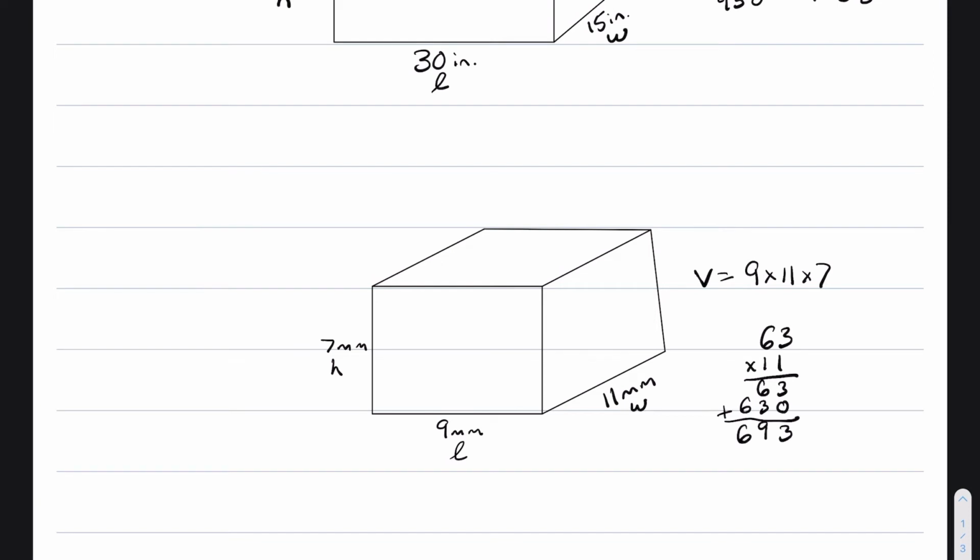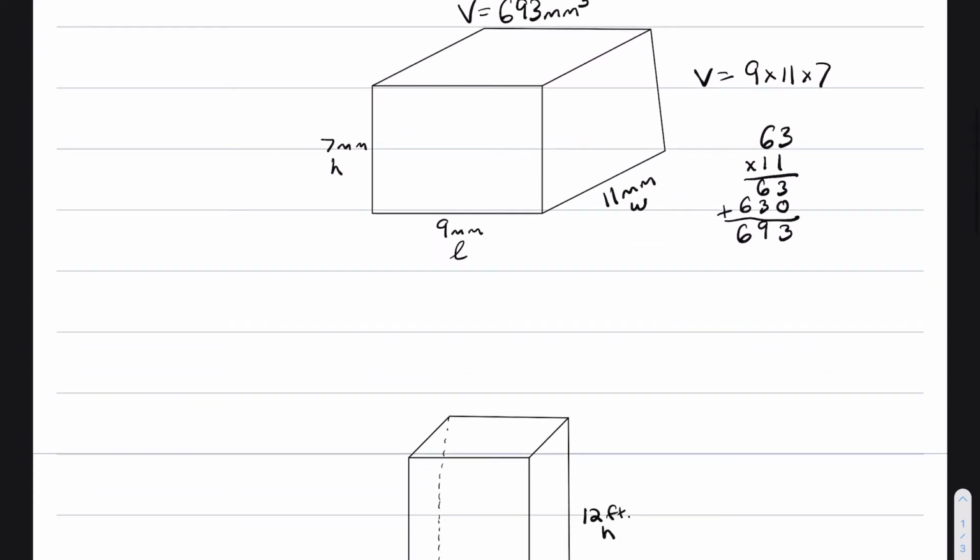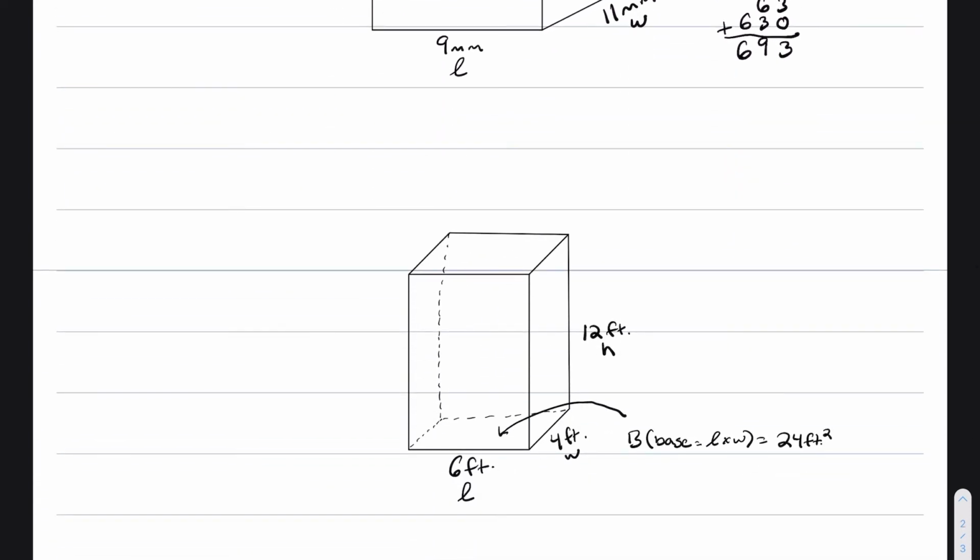So the volume for this is 693. Look at our measurement, millimeters cubed. Don't forget our cubed sign there. Now for our last example, you actually might see a problem like this, where they give you the base, and the base is actually length times width. So in this case, with our prism that has a 6 foot length and a 4 foot width, our base is actually 24 feet squared. So they've already given you that, which is awesome because that means less work for you.